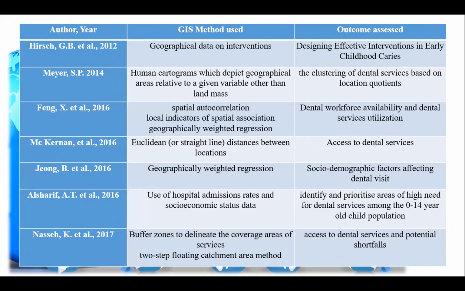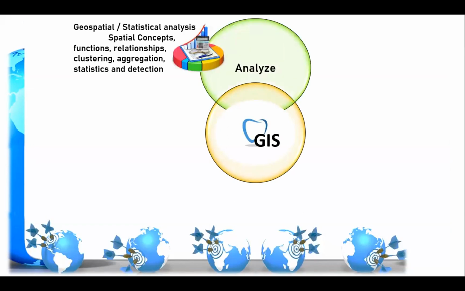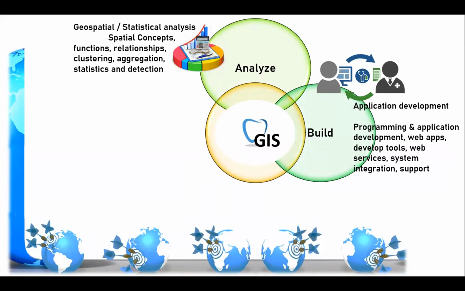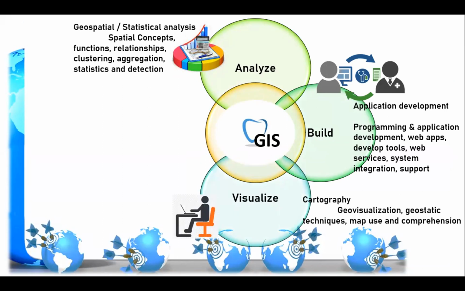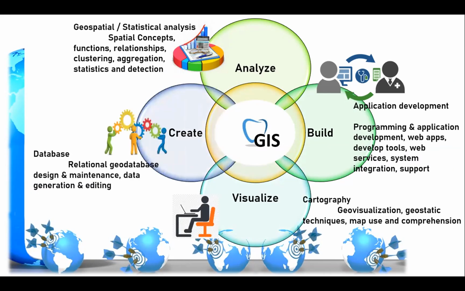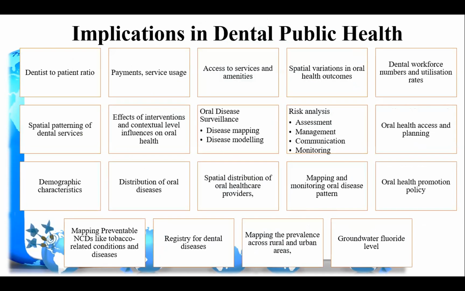And regression analysis can be used to predict dental services, as well as the prevailing dental services can also be assessed through GIS. Hence, I want to summarize that GIS can be used for oral health promotion because it helps in analysis, and also to build new applications or websites, and also to visualize using cartography, and to create a database. And this is my summary.